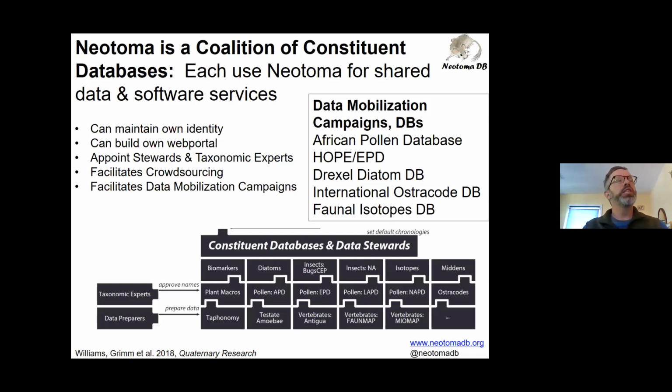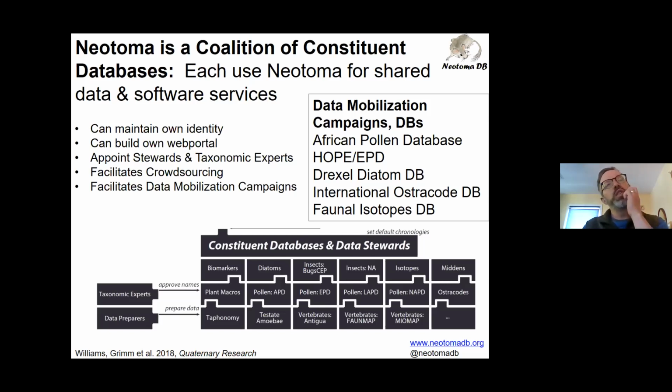The constituent databases are in charge of appointing their own stewards and taxonomic experts. They decide who is in charge of these sorts of decisions. And then it facilitates these sort of crowdsourcing efforts and data mobilization campaigns.